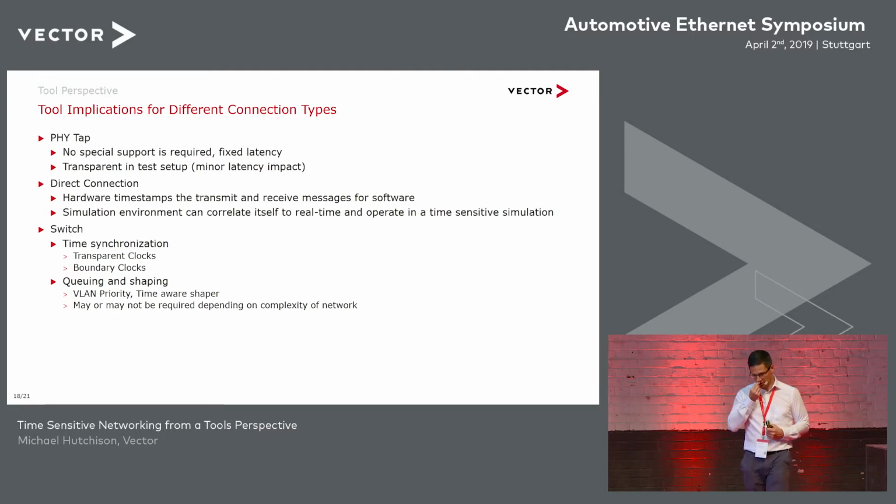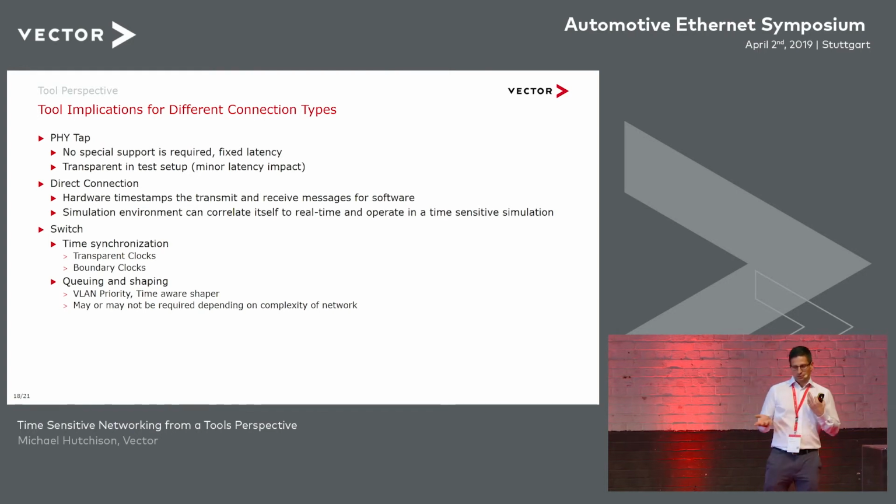And then the switch, as we've talked about, becomes slightly more complicated. For the switch, we want to look at transparent clocks for the cameras, perhaps, to maintain synchronization. Boundary clocks if need be. So if, for example, you were simulating the boundary clock as well, then we would have to think about how that works. And then we also have to think about queuing and shaping in the switch, and whether we support the standards that are needed.